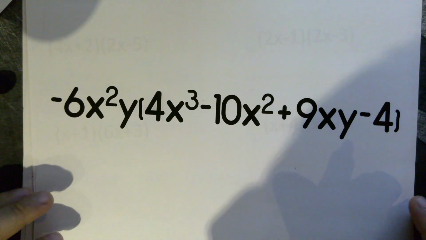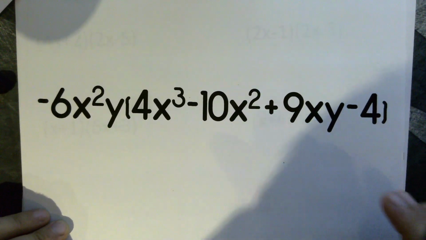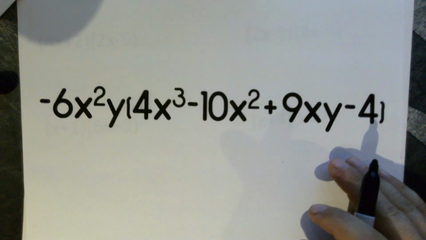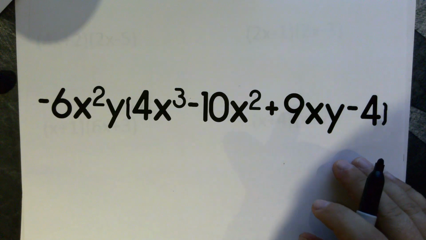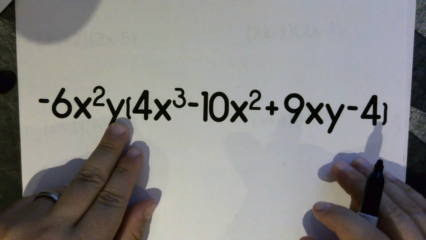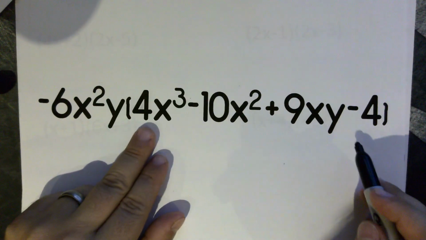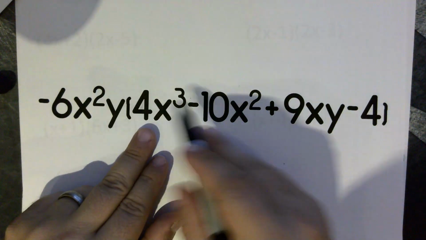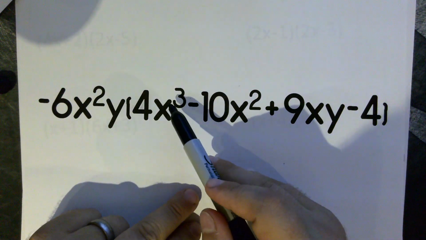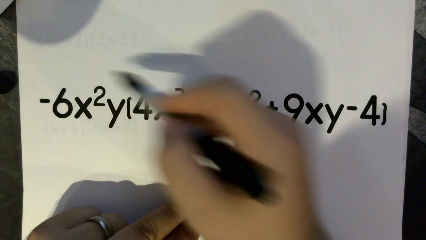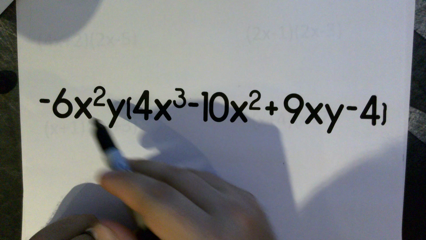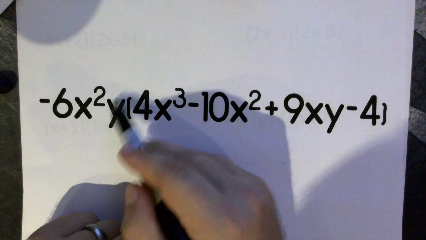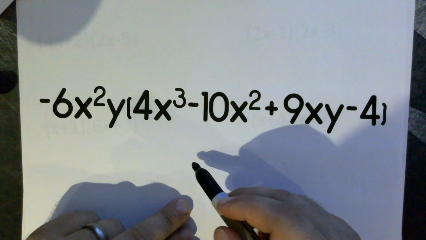Alright, so we just got one big problem here that should convey the idea, the concept of distributive property in algebra. So here we've got the negative 6x squared y times the 1, 2, 3, 4 term cubic polynomial. And so when we do this, we're going to multiply this negative 6x squared y in 4 different times. And each part of this monomial gets multiplied by each term inside the polynomial.